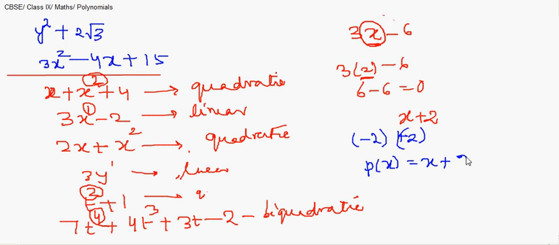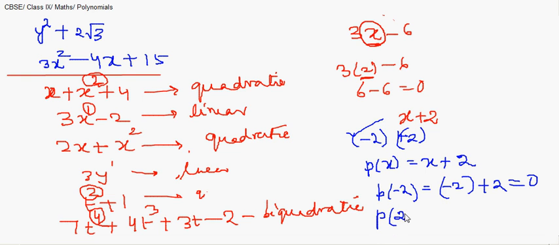I'll substitute first with a minus 2, so it is minus 2 plus 2. Yeah, that's giving me 0. So minus 2 is the 0 of this polynomial. If I'm substituting 2, I'll be getting 2 plus 2, that's giving me a 4, which is not a 0, so that means 2 is not a 0 of the polynomial.